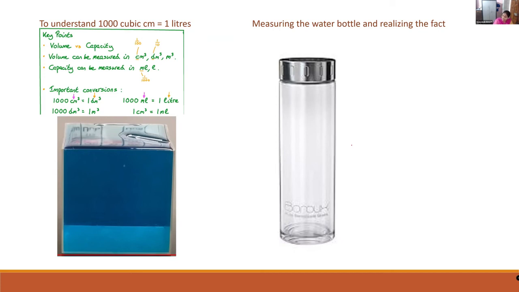So we can do one simple activity. If it is not possible, you can send the link to your students on the WhatsApp group. They can see that video and you can ask the children to find the capacity of their water bottle. So easily they can cross check also, because they all know the capacity of their water bottle. They just have to find the volume. That volume would be approximately equal to their capacity, right? So this activity, children liked it.